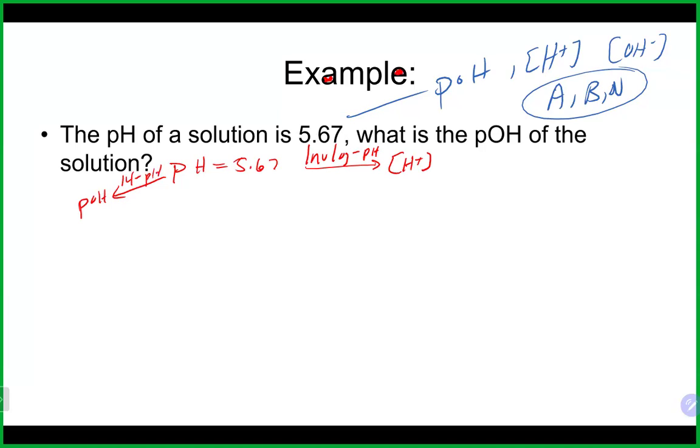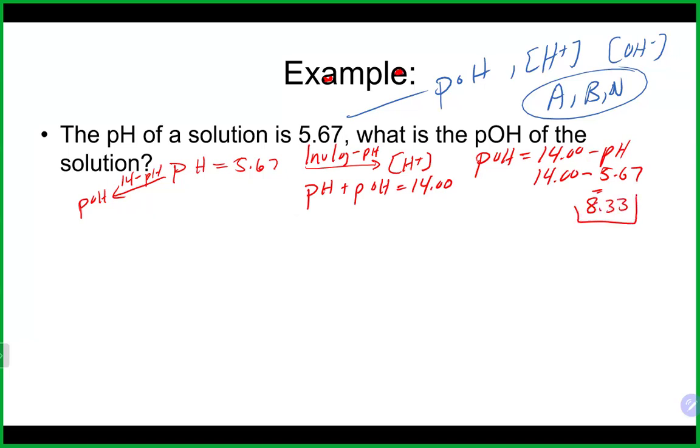I'm going to do the pOH first, which means pH plus pOH is equal to 14. That means my pOH would equal 14 minus the pH. So 14 minus 5.67 is going to give us 8.33 as our pOH.